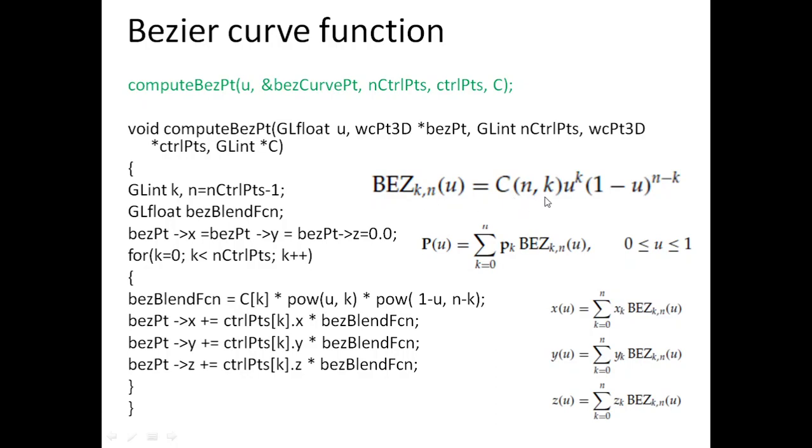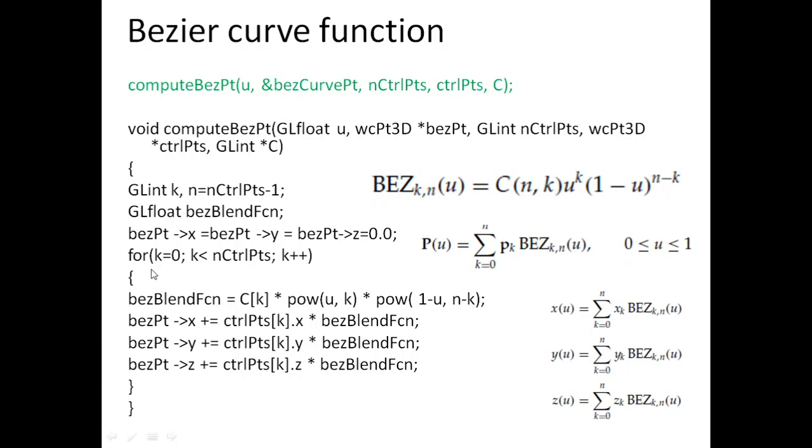So we are multiplying c of n comma k. Already we have calculated the function binomial. Then u power k, 1 minus u power n minus k. So that is applied here, and we can calculate the position vector. Now you see here, k equal to 0, the number of control points is 4. So 4 times, whenever you are calling compute Bezier point, for each of the 20 points you are going to call, 20 into 4, so that many times this function will run.